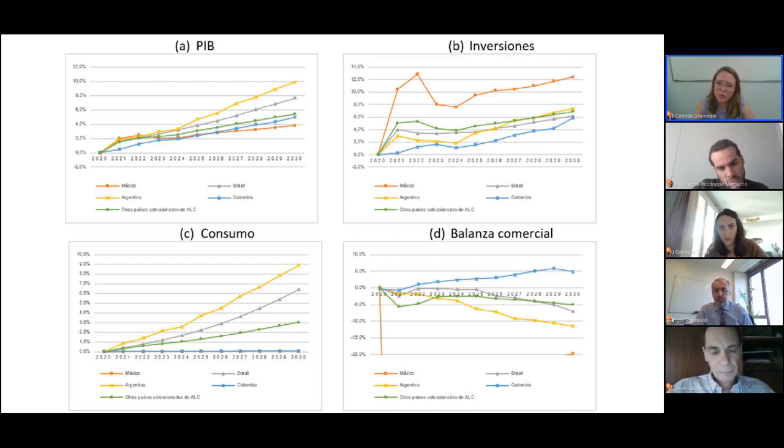And in terms of the trade balance, which is the bottom right graph, there is a mixed impact, which has to do with what Guilherme and Gabriel were presenting earlier. The productive structure of the countries matters. So for some of the countries, there will be a negative impact on the trade balance. And for others, there will be a positive one. And this has to do with how they are inserted in the global value chains.